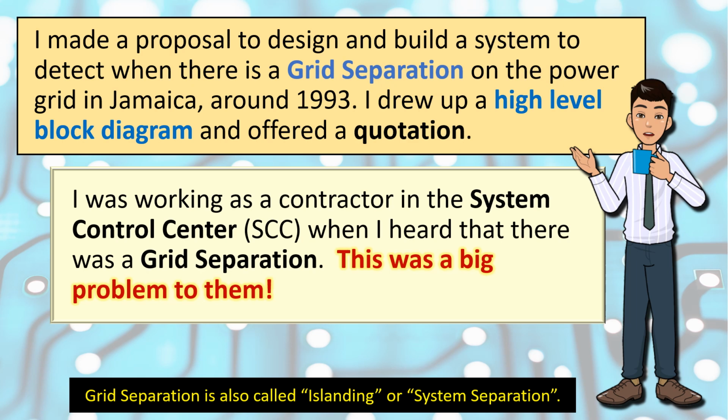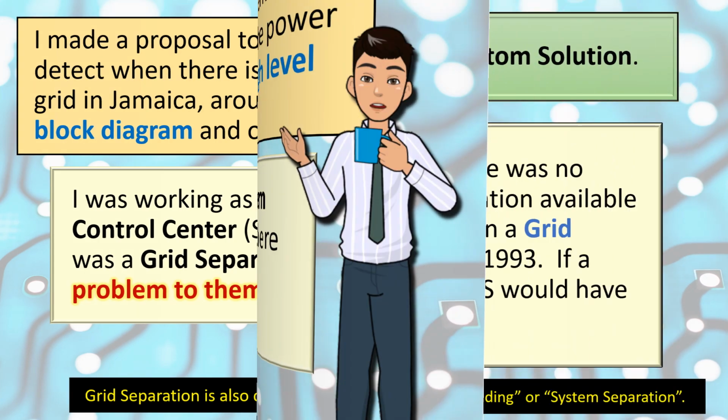I made a proposal to design and build a system to detect when there is a grid separation on the power grid in Jamaica around 1993. I drew up a high-level block diagram and offered a quotation. I was working as a contractor in the System Control Center when I heard that there was a grid separation. Grid separation is also called islanding or system separation.